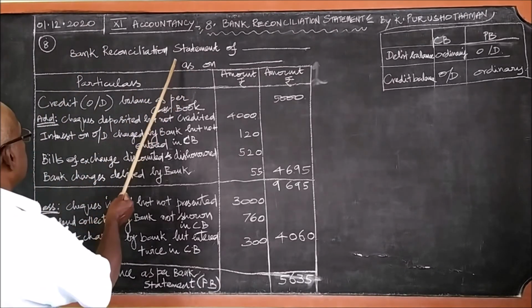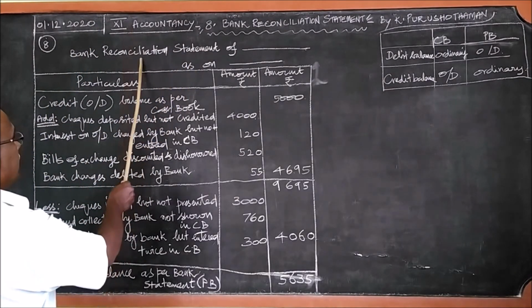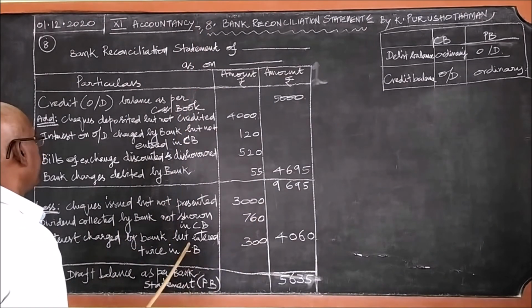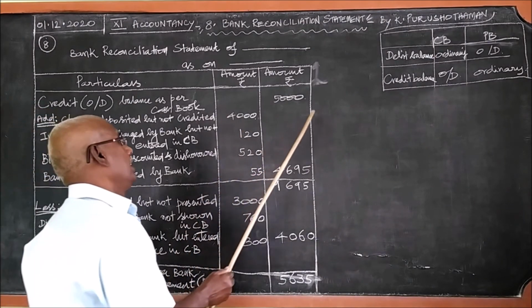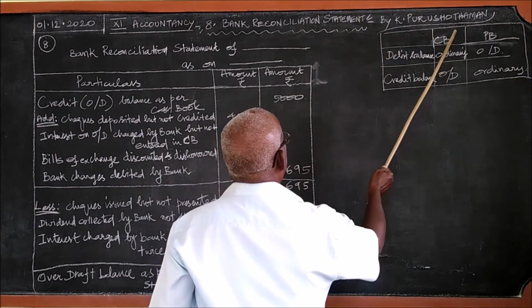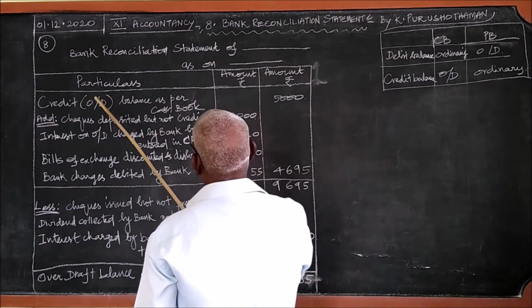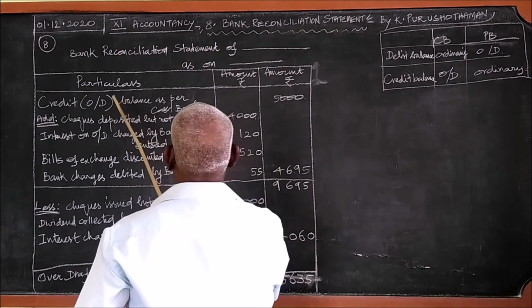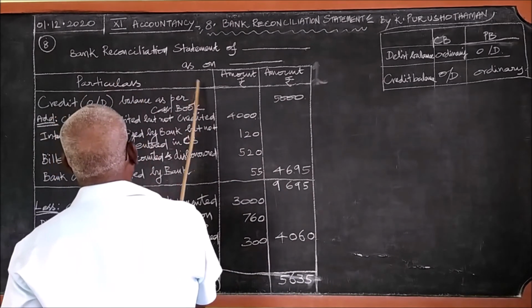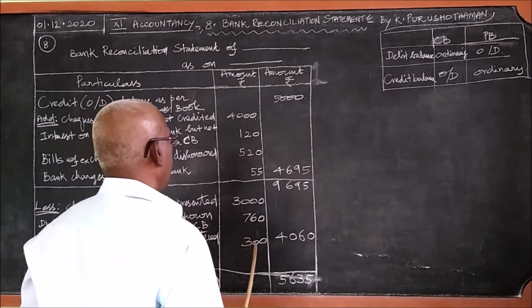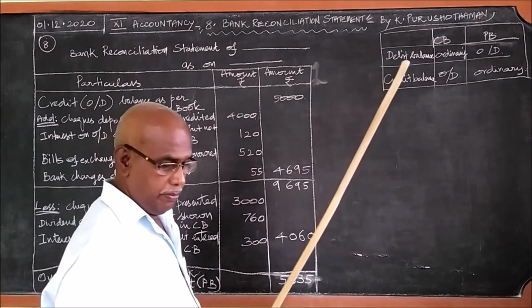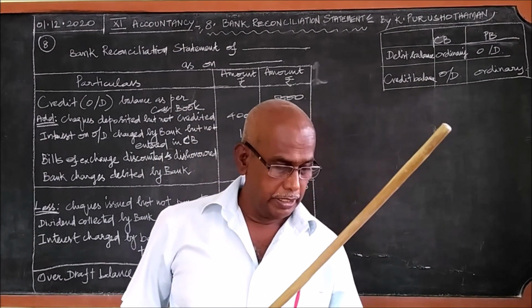I said this is the format for bank reconciliation statement. Here it is given as a credit balance. Credit balance in cash book is overdraft. So I have written credit balance or overdraft balance as per cash book. I have written the amount. Now we shall see one by one given in the problem.